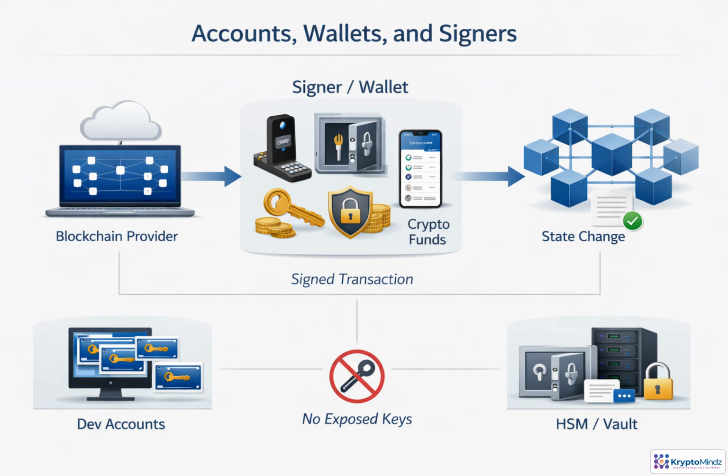The provider is your phone line to the blockchain. It lets your application read data and submit messages, but it cannot approve anything by itself. A signer, or wallet, is the authorized identity holding the secure signature. Any state change needs that signature, plus enough native currency to pay gas. In development, local test accounts are fine. In production, never hardcode private keys. Use a vault, HSM, or managed signing service instead.